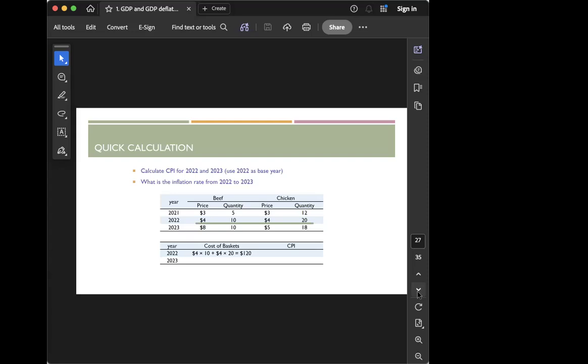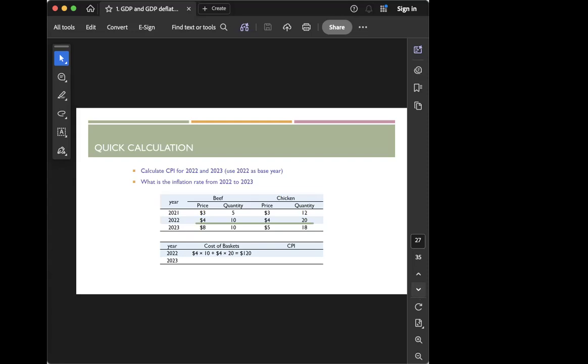Then we calculate how much this same basket costs in 2022 and 2023. Let's calculate the cost of the basket in 2022 first: 4 times 10 plus 4 times 20, which adds up to 120, right? And since 2022 is the base year, this $120 will be the denominator when we calculate the CPI.